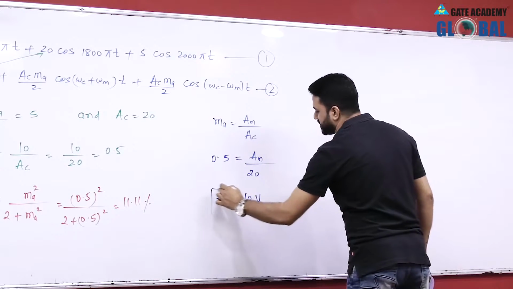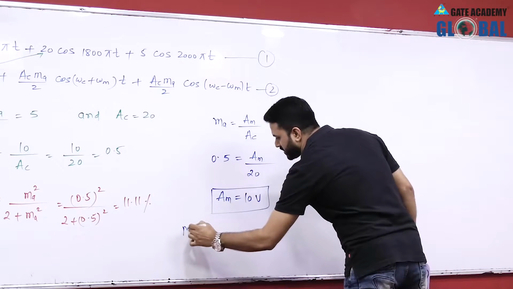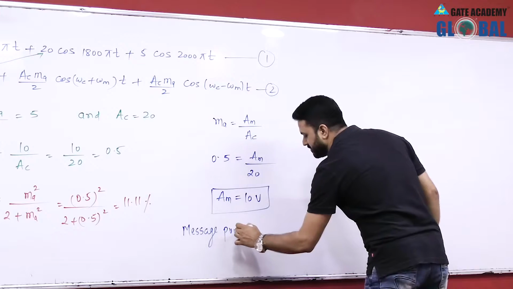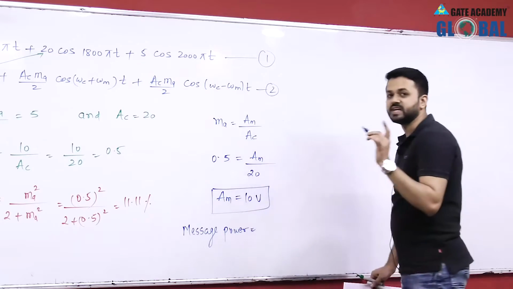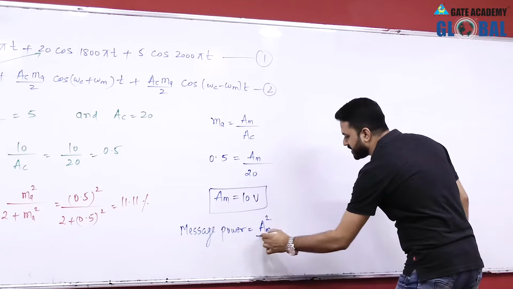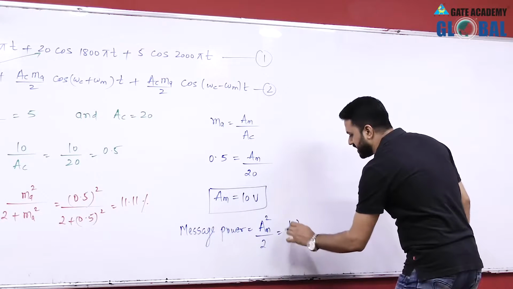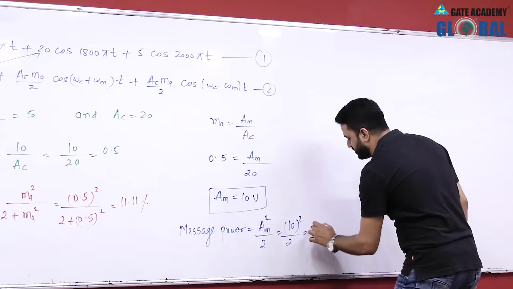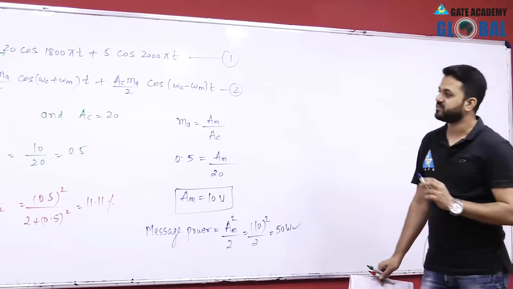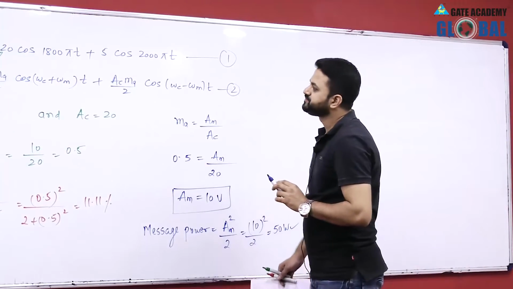So the message signal amplitude is 10, and suppose we have to calculate message power, which is a sinusoidal wave, then the power is AM square by 2. So we can write 10 whole square divided by 2, which is 50 watt. So this is the message signal power, the modulating signal power.